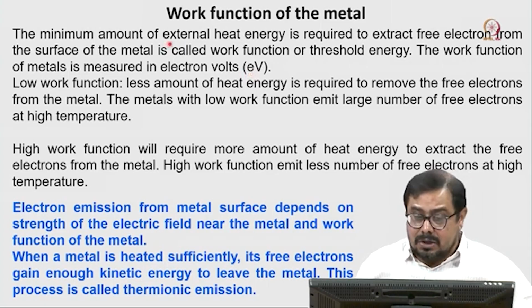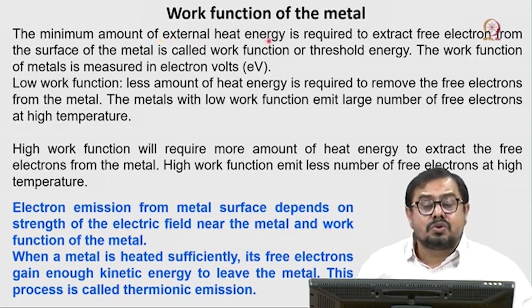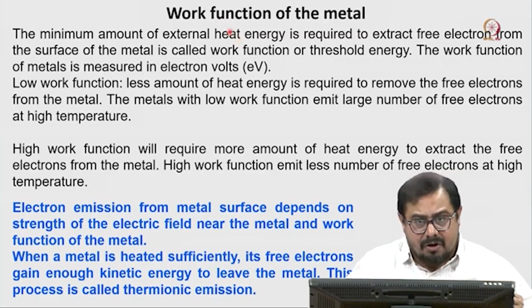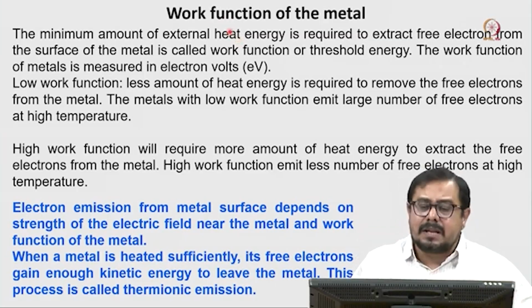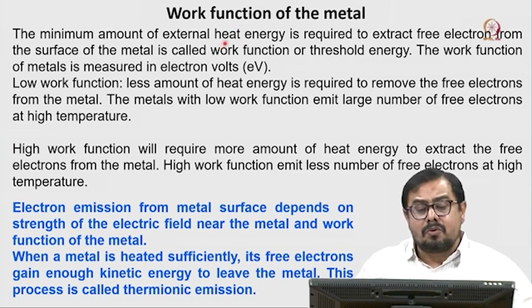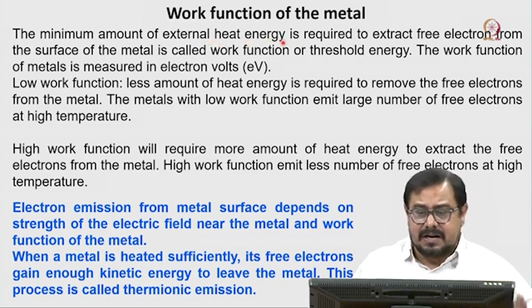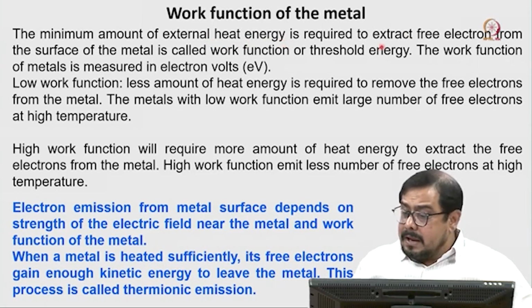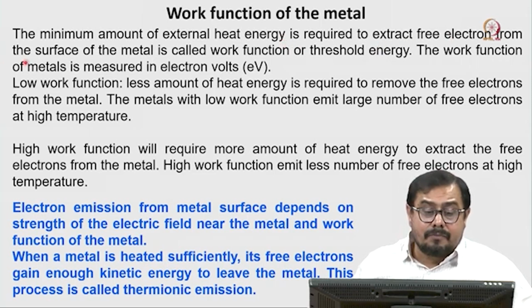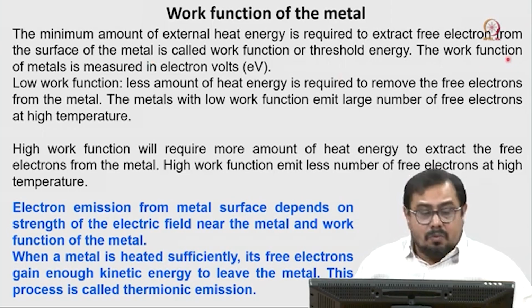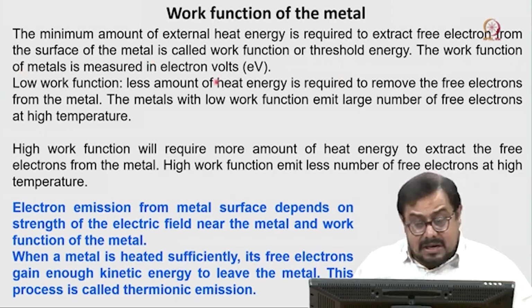Here we have to pay attention to two points: the minimum amount of energy required, and that energy should be external energy. It may be heat energy or some other form of energy. In this particular case, for the electron microscope, we are going to use heat energy. That is the reason we mentioned that it is heat energy, to extract free electrons from the metal surface. So, the work function of a metal is measured in electron volts.